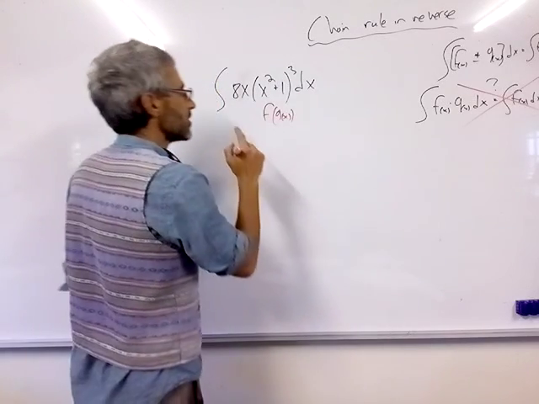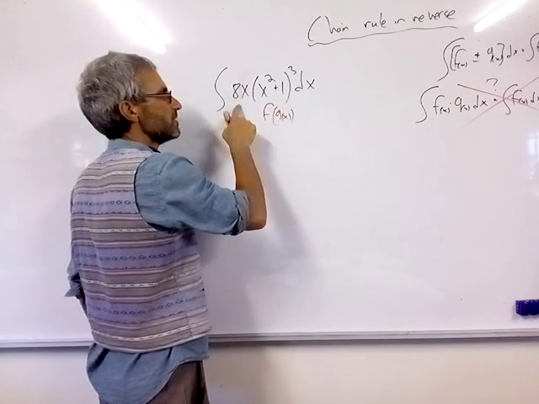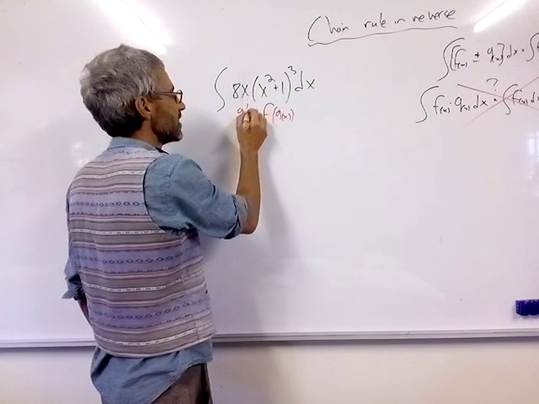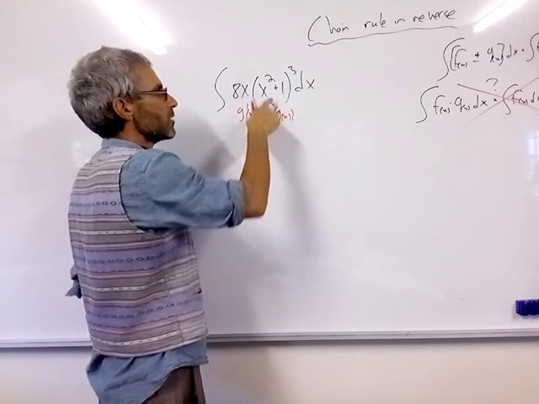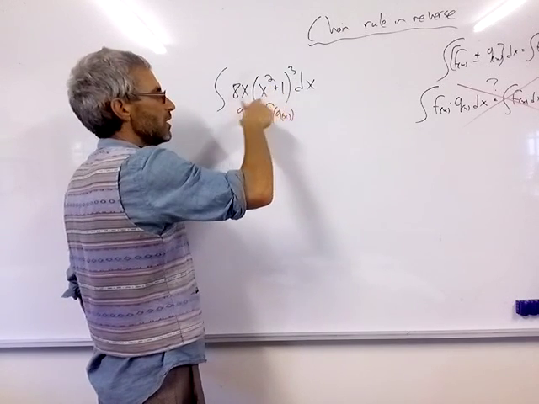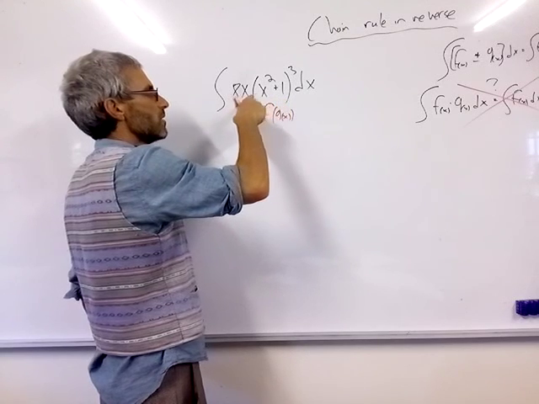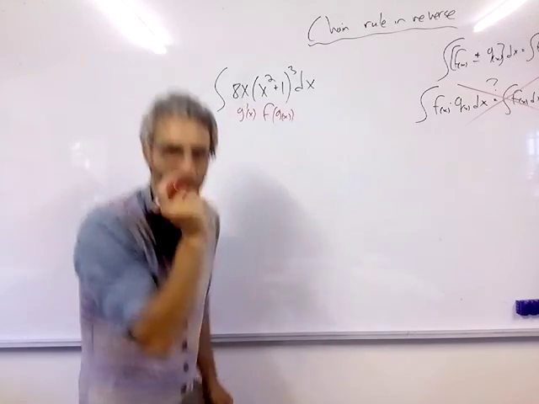Now, what might be the case is that the thing I'm multiplying it by is simply the derivative of the inner function. Because think about it, what's the inner function here? x squared plus 1. The derivative of x squared plus 1. Well, it's not 8x, it's 2x, but it's very, very close.